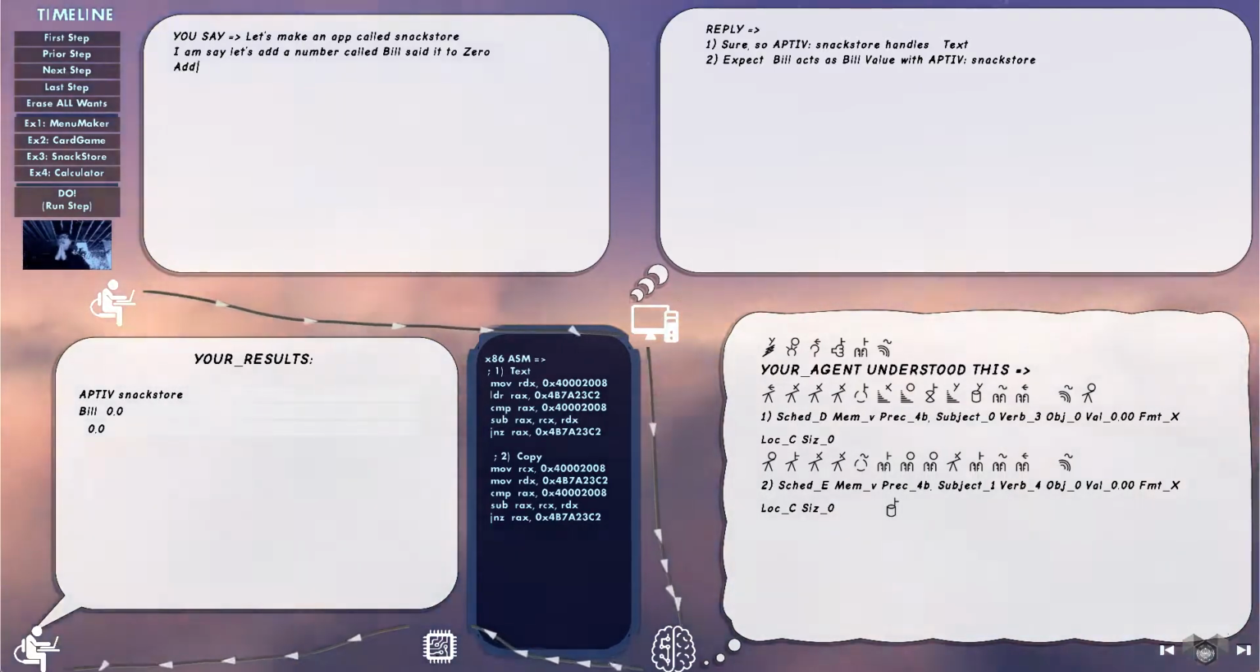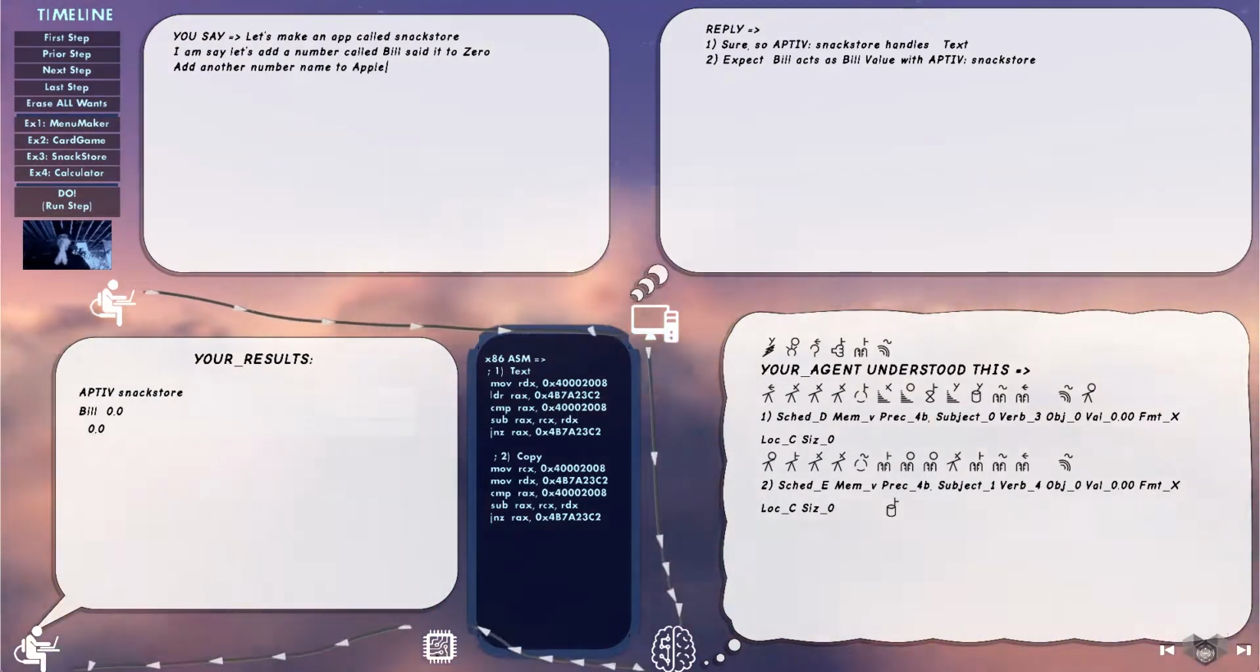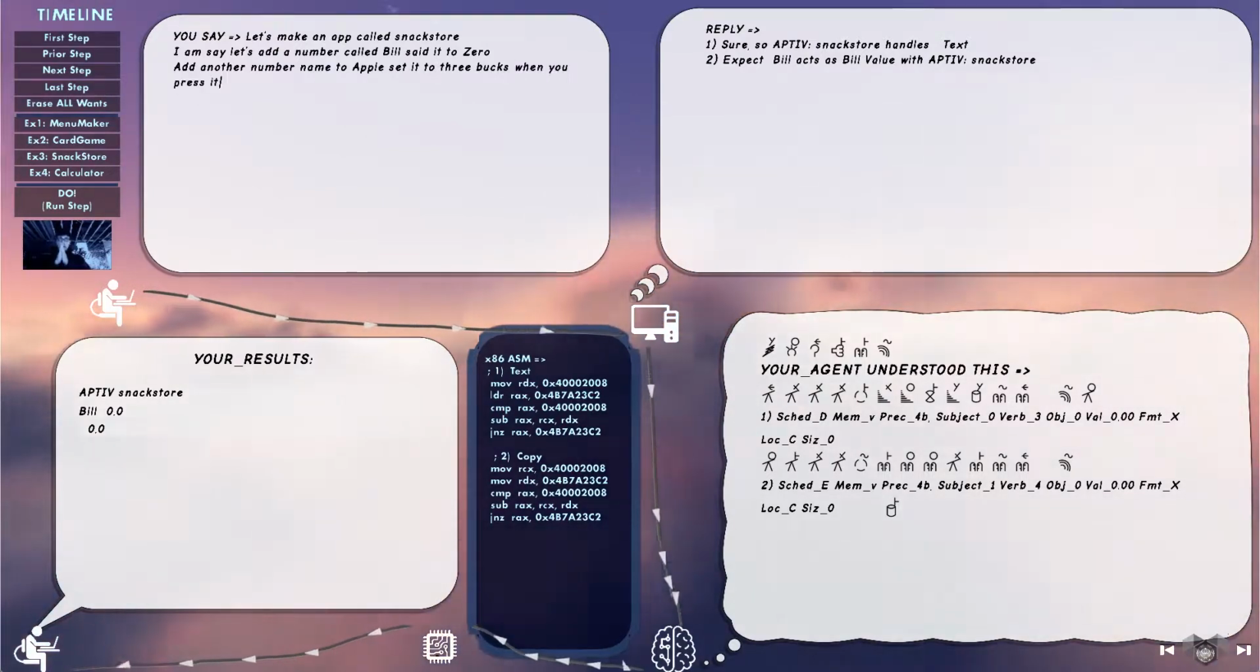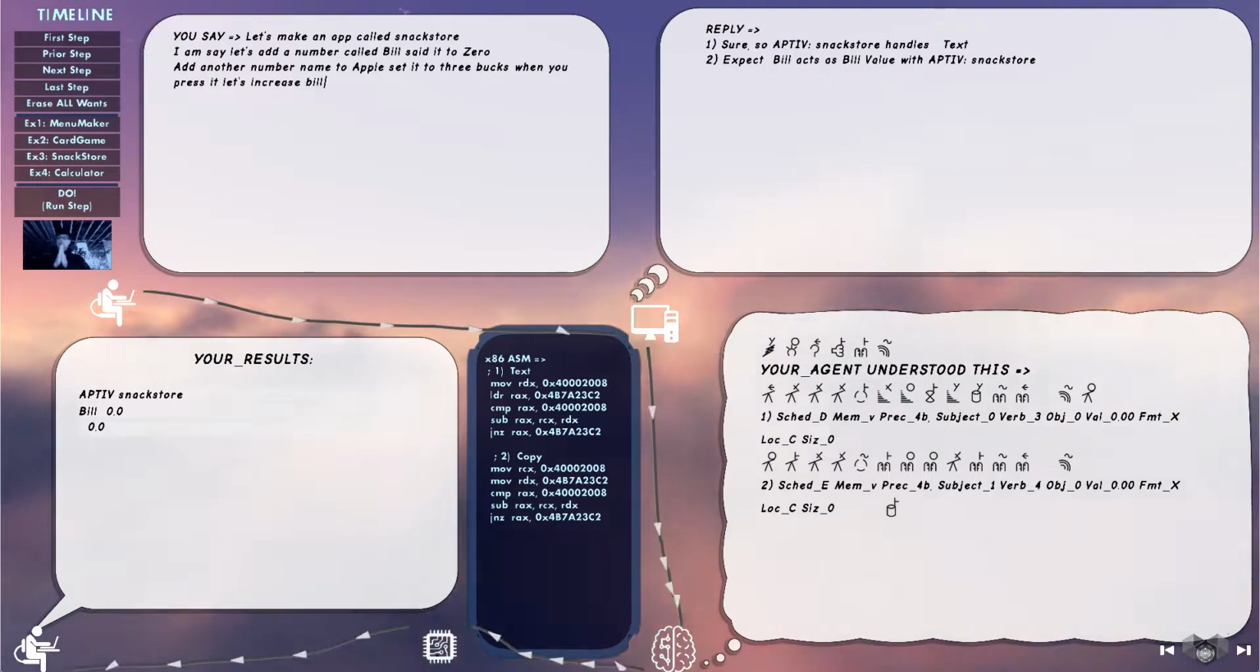Add another number named Apple. Set it to, what do you say, $3. When you press it, let's increase bill by Apple.